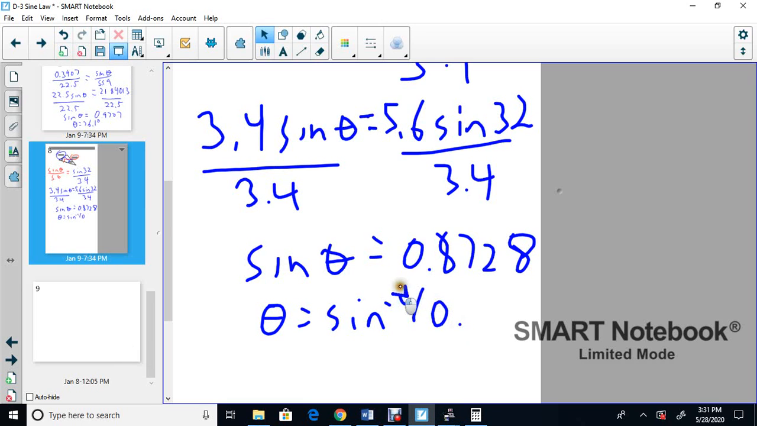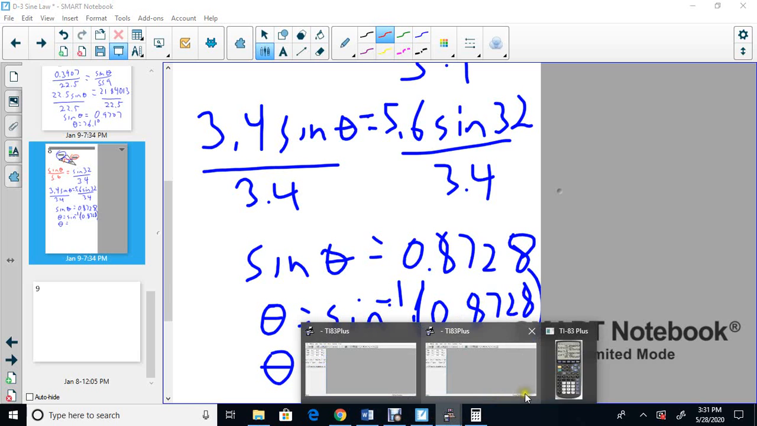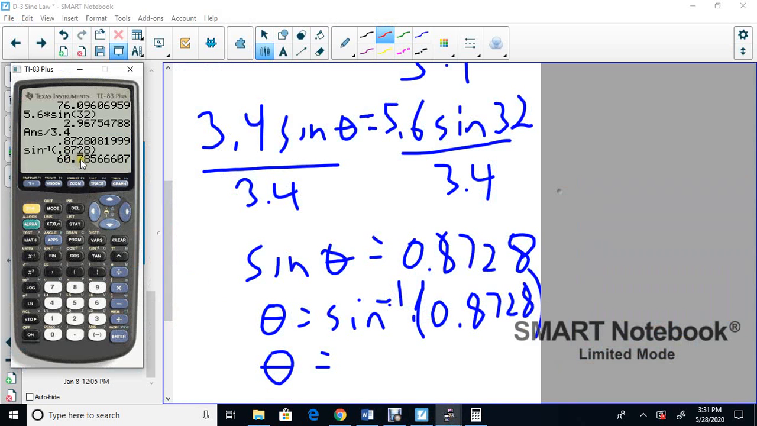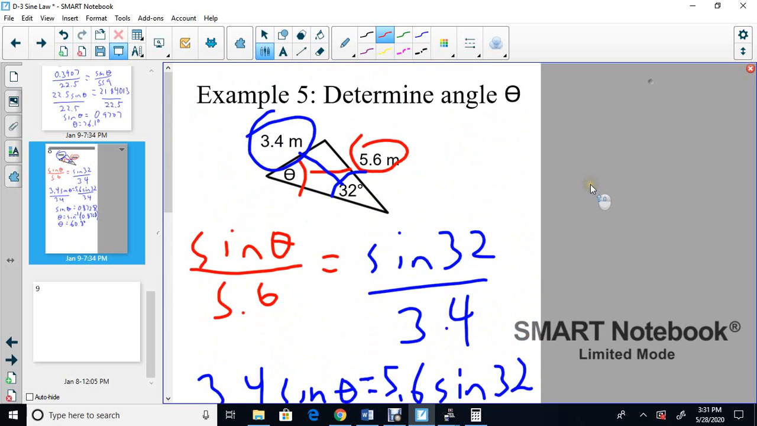You don't have to write this actually. It's getting a bit messy here. You can just go right to the answer. I'm not picky if you write this line here, but I'll put it in so people know what I did. Sine inverse of 0.8728, and then you get theta equaling 60.8 degrees. Now, if you're happy with this, then you can just stop the video and get to work.